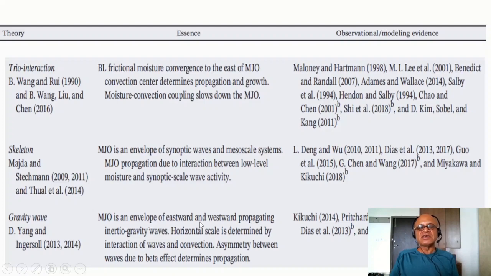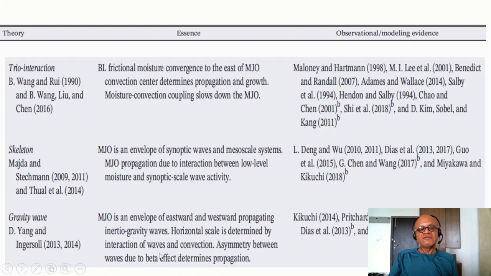Instead, it says that the eastward propagation is determined by the faster wave speed of the eastward propagating inertial gravity waves. Of course, the Kelvin wave is a gravity wave as well, but in the wave frequency phase diagram, the inertial gravity waves are separate from the Kelvin wave. And in this model, the horizontal scale is determined by interaction of waves and convection. So convection provides the selection of eastward propagation.